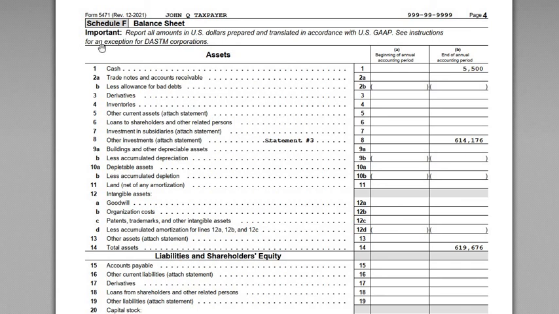Okay, for this video, we are now going to focus on the Schedule F balance sheet for the Form 5471. So the balance sheet, pretty straightforward. The idea here is you're reporting the foreign corporation's balance sheet information, beginning of year numbers, end of year numbers. Everything is expressed in US dollars.